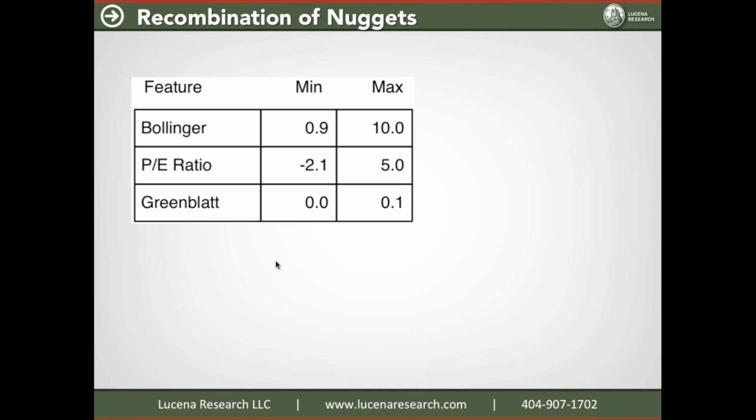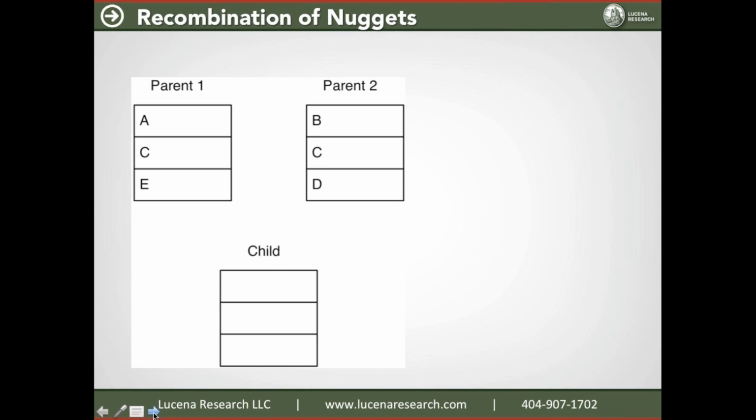So just recapping, what is a nugget? In the examples I'm going to show you now, it's 3 factors and then their thresholds. So in each generation, each individual is going to be one of these nuggets with 3 factors. Now, suppose we have 2 of these nuggets, and parent 1 uses factors A, C, and E, and the other one uses B, C, and D.